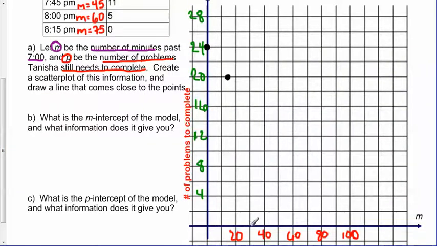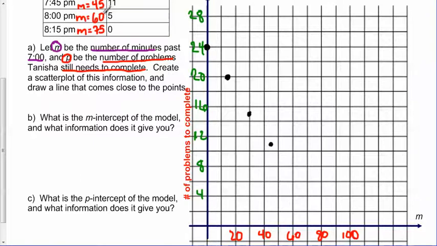So at 30 minutes, so here's 30, we said we had 15 problems still to do. So there's 16, there's 15, because halfway between 14 and 16 is the number 15 right there. Okay, so there's that point. At m equals 45, we're down to 11. So when m is 45, so here's 45, halfway between 40 and 50, p is 11, so that's going to be halfway between the 10 line and the 12 line. So that's going to be right about there. Again, we're just doing careful estimations.